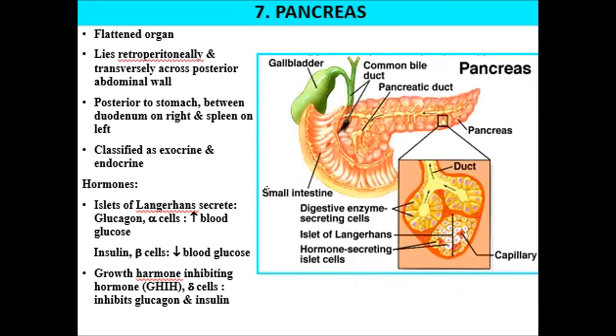The pancreas is a mixed gland, exocrine and endocrine. The exocrine part opens through pancreatic ducts into the descending part of the duodenum. And in the small intestine you remember three parts: duodenum, jejunum, and ileum, yeah? Next is an important moment: the islets of Langerhans secrete glucagon and insulin. Alpha cells and beta cells: glucagon raises blood glucose, and insulin has the other function.